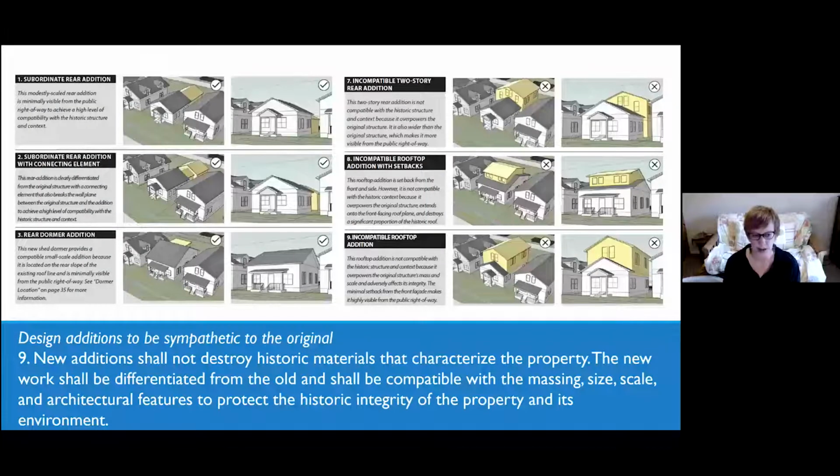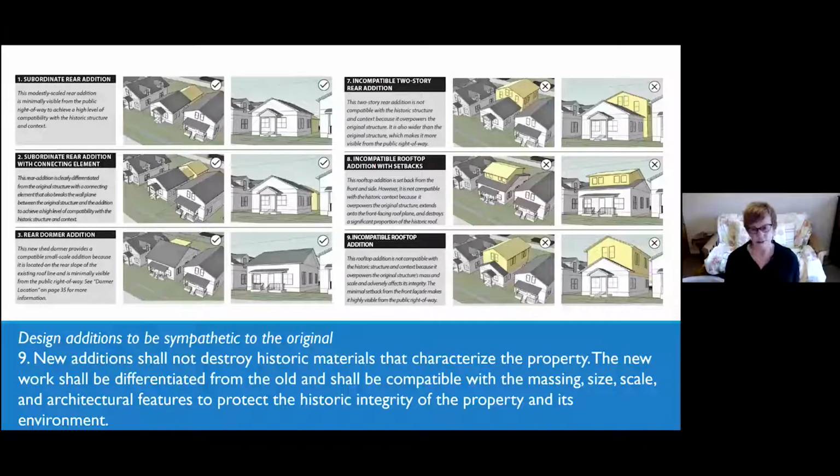Okay, so next up, getting close to the end: design additions to be sympathetic to the original. So Standard number 9: new additions shall not destroy historic materials that characterize the property. The new work shall be differentiated from the old and shall be compatible with the massing, size, scale, and architectural features to protect the historic integrity of the property and its environment.